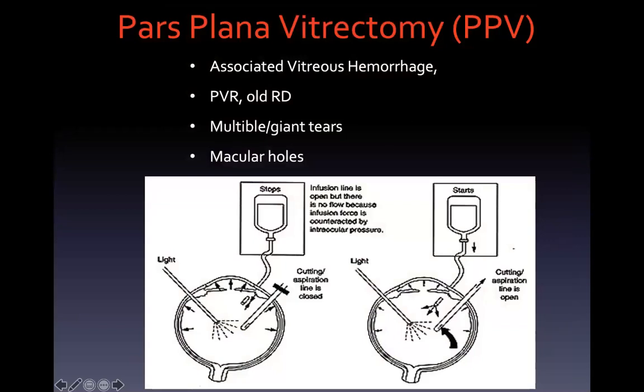But if there's a vitreous hemorrhage associated or PVR, if there's an old retinal detachment, if you have multiple giant retinal tears or macular holes, we have to do vitrectomy. With vitrectomy, what do we do? We enter the eye from the pars plana with 3 entries, with 3 sclerotomies. The pars plana is 3 to 4 millimeters posterior to the limbus. In the first one, we put an infusion line giving the balanced salt solution into the eye, which is very near to aqueous humor constitution. And in the second one, we put a light probe, and in the third one, we put a vitrectomy probe.